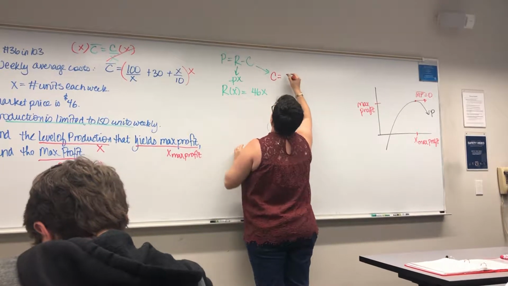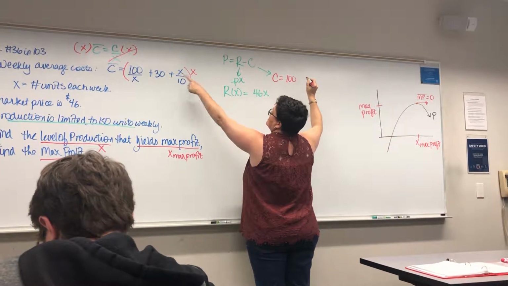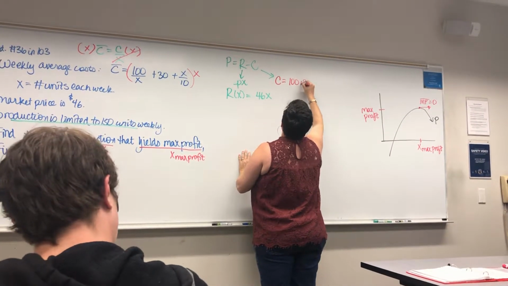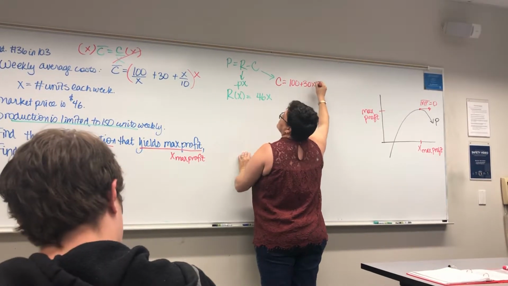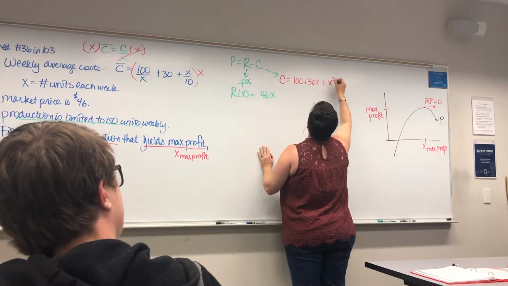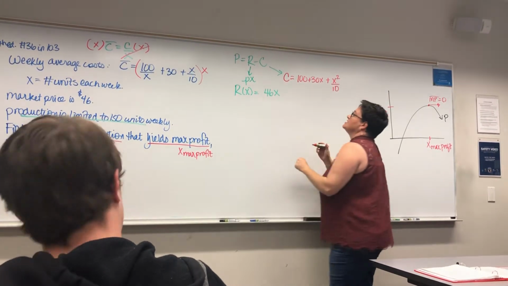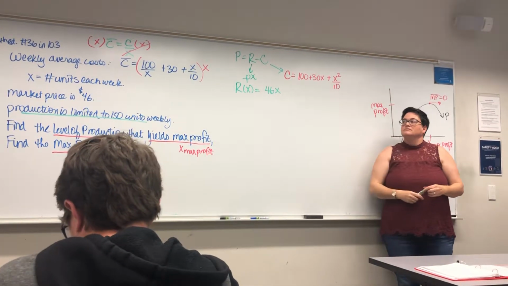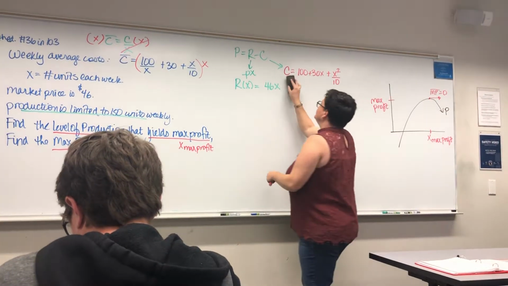X times 100 over x is 100. X times 30 is 30x. X times x over 10 is x squared over 10. That's my cost function. That's C of x.